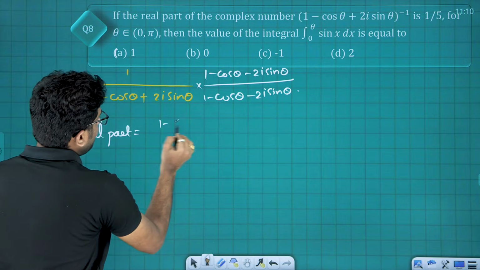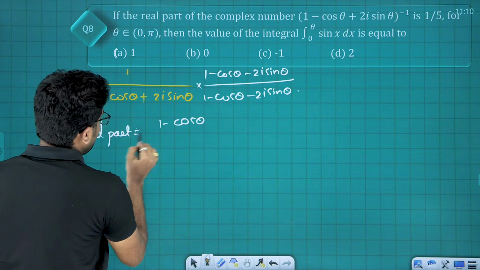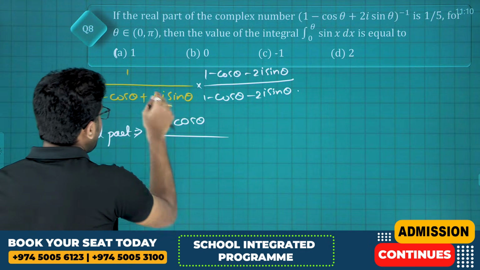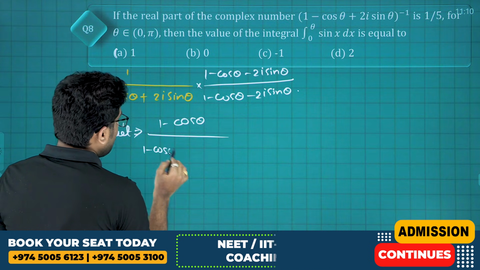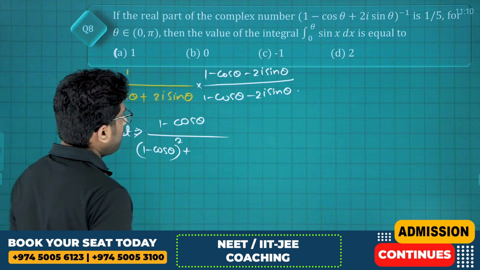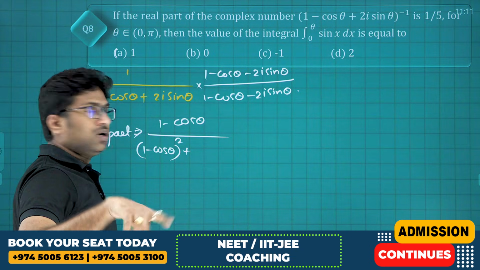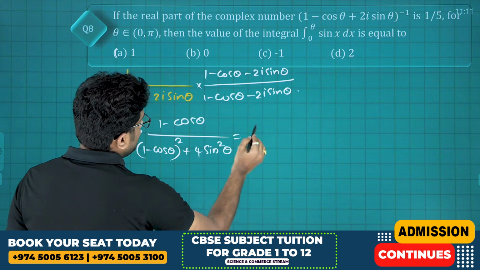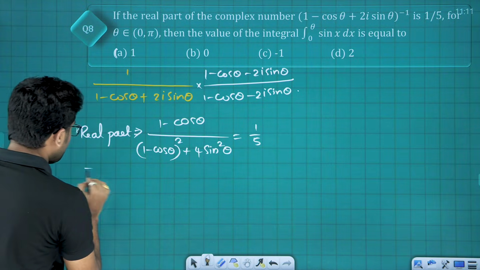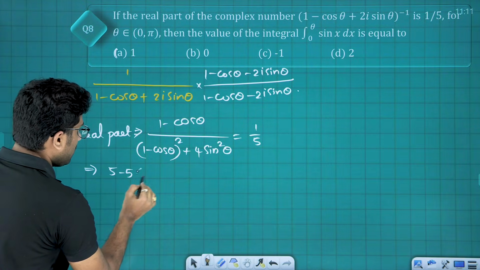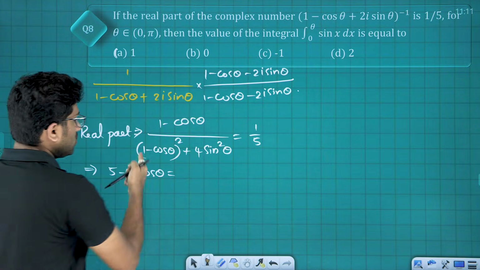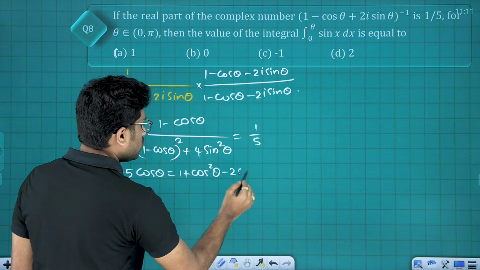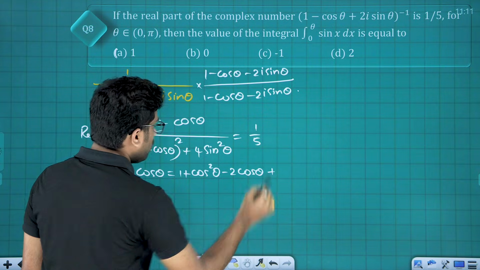only 1 minus cos theta, which will always be in the numerator, and the denominator is a square plus b square, that is 1 minus cos theta whole square plus 2 sin theta whole square, which is 4 sin square theta. This is equal to 1 by 5. Now cross multiplication: 5 minus 5 cos theta is equal to 1 plus cos square theta minus 2 cos theta plus 4 sin square theta.